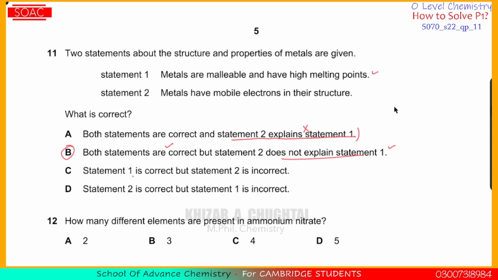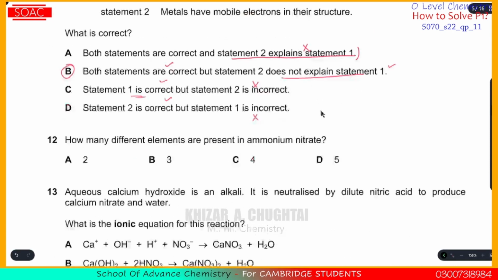In C and D, he is saying statement 1 is correct, 2 is incorrect, and statement 2 is correct, 1 is incorrect. Again, these two are incorrect. Option B is the correct one.